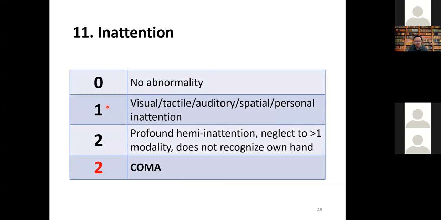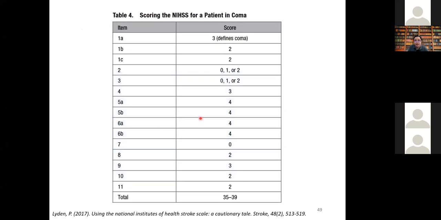So zero is normal. If there's one modality which is not okay, that is one. Two is profound hemi-inattention, neglect to more than one modality. And if the patient is comatose, then you score two. So this is the standard scoring for NIHSS in a patient in coma. The comatose patient will get a very high score, between 35 to 39. But items 2 and 3, the horizontal gaze and the visual field, are the ones that you need to really elicit.